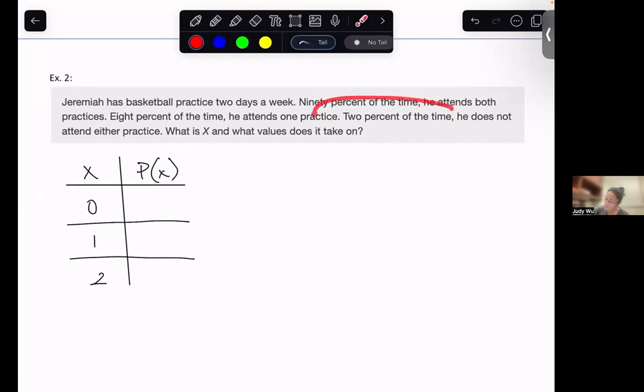Now, what percentage of the time does he go to no practices? Well, we can see that that's 2% of the time. And so we're going to write that as 0.02. Remember, we divided by 100 to get the percent. 8% of the time, he attends only 1 practice. And so P of X, when X is 1, is just going to be 0.08. And last but not least, 90% of the time, he does attend both practices. So 90 divided by 100 gives us 0.9, okay?